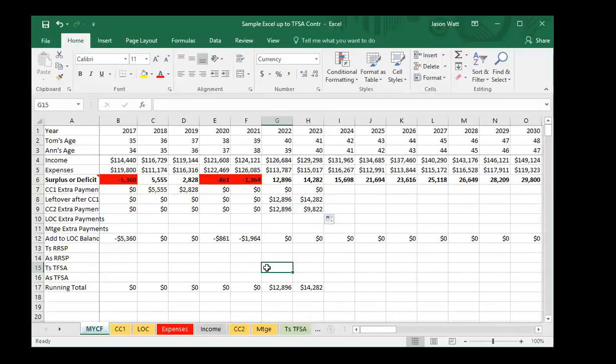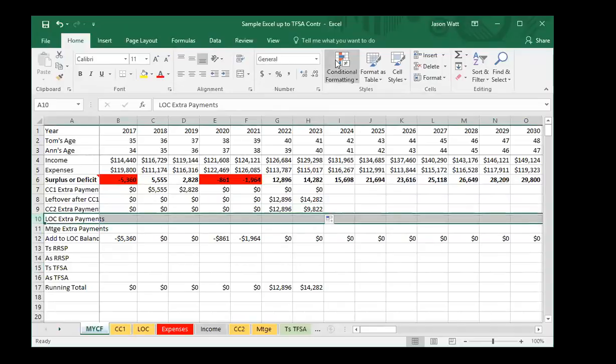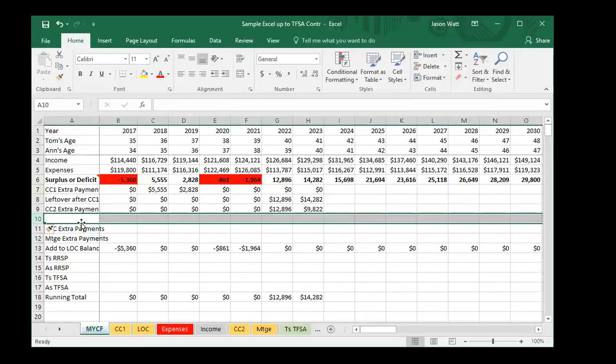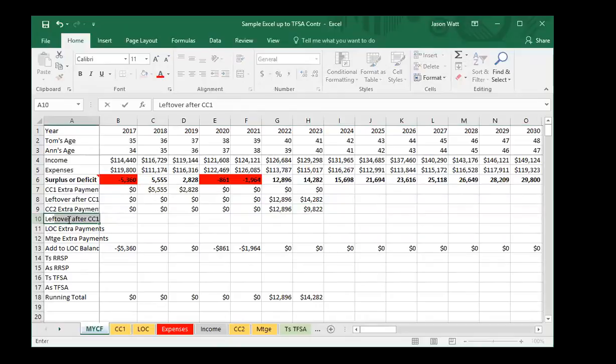And we're going to get to the line of credit eventually here. So now I'm going to do another sort of tracking row here. Insert rows, and I'm going to do leftover after credit card 2. And my leftover after credit card 2, I just want to take this same formula and basically apply that here.